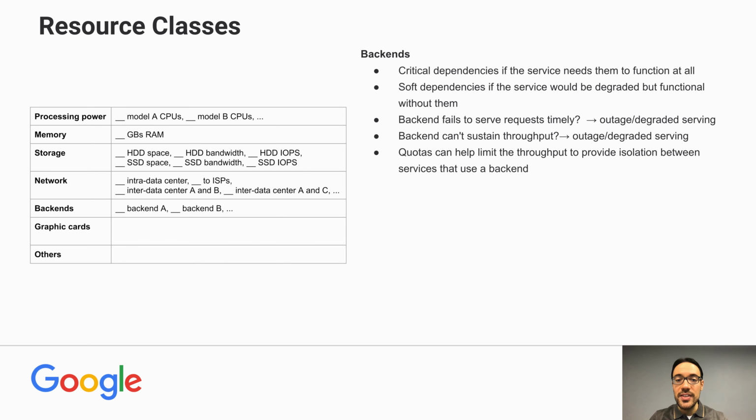If you deploy a quota system, quotas can help limit the throughput between services and the backend in order to provide some isolation between services using that backend. Whenever a service sends more requests than expected and it hits the quota limit, it would be throttled by the backend instead of overloading it and hurting any other services using that backend.